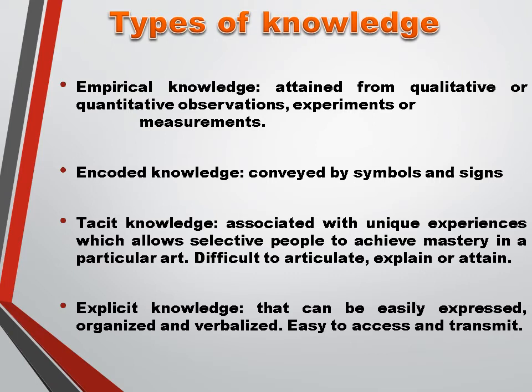Examples are like the recipes. You might have seen different kinds of recipes for different kinds of food. They are being told and people make it. So that is explicit knowledge. Or the user guides that come with different kinds of gadgets. That is also a type of explicit knowledge. You follow it, you will get how it should be done. So that type of knowledge which can be easily transmitted is known as explicit knowledge.